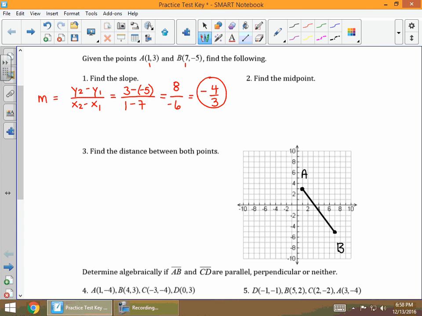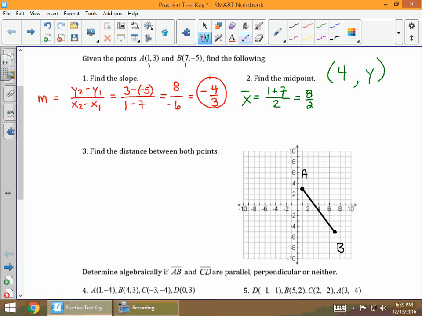Question number 2 wants the midpoint. So the midpoint, that means this point is going to be some x value and some y value. It is a point, midpoint. Okay, to find the x value, I'm actually going to find the average of the x's, which means add them up and divide by 2. You'll see the x values are 1 and 7. So I'll add them up and divide by 2. 1 plus 7 is 8. And 8 divided by 2 is 4. So that is my x value for the midpoint.